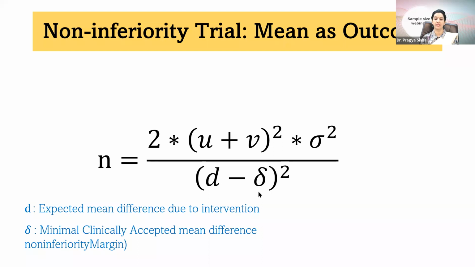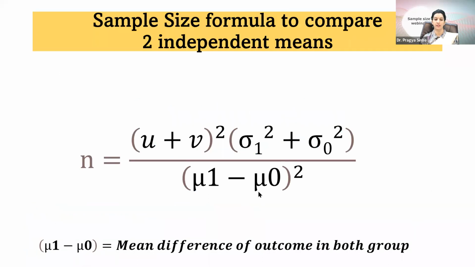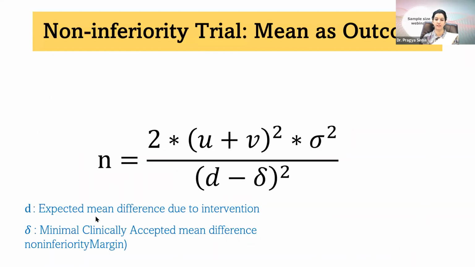If you closely see these two formulas, in this case also this is the sample size in each arm, whereas in this case you will see that we have squared this, and in the denominator we have something known as delta, which is the clinically accepted mean difference. So we will see the application of this formula when we calculate the sample size.